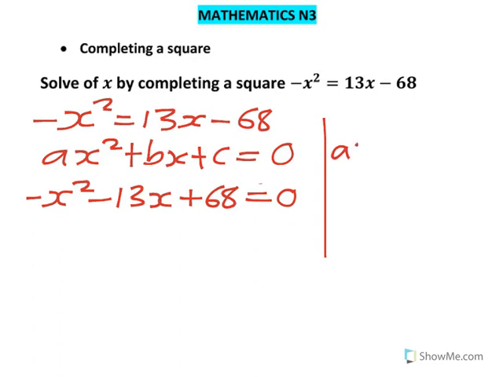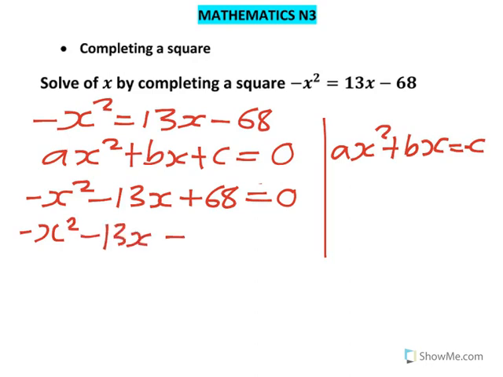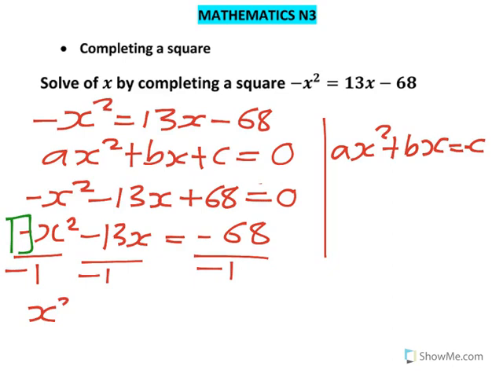Sometimes, as I said, you can write it as ax squared plus bx is equal to c, or minus c in this case. Hence it will be minus x squared minus 13x is equal to minus 68. But what are you noticing? There is a sign there, and that sign is not supposed to be there. What do you do? You divide by negative 1 on both sides, so that you have x squared plus 13x is equal to plus 68. Then you can now complete a square.